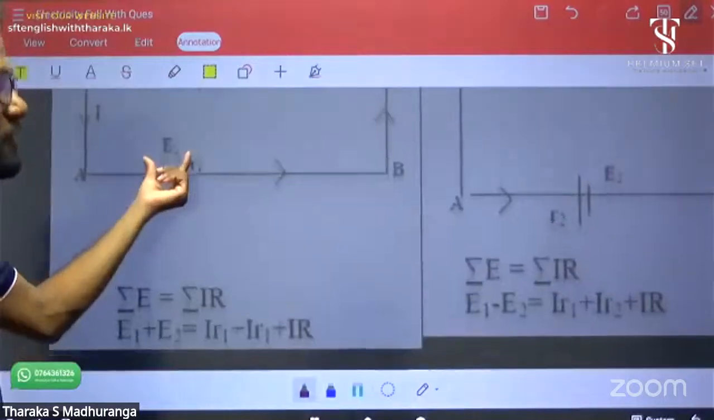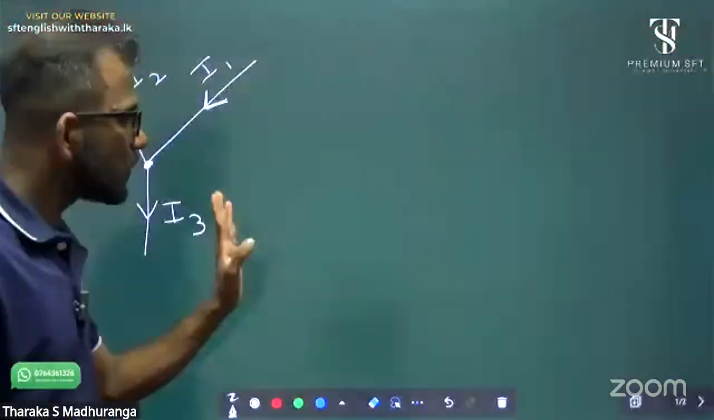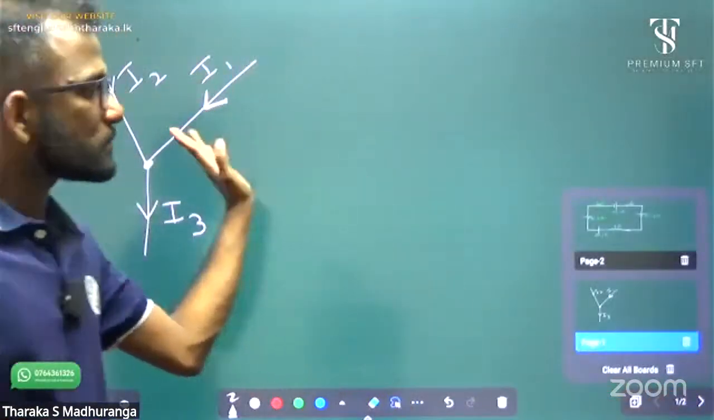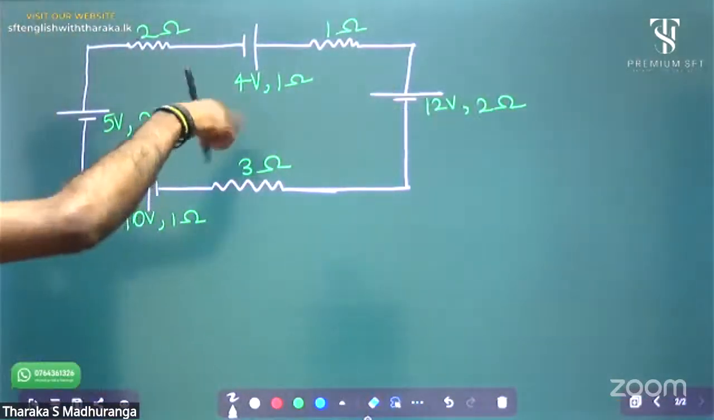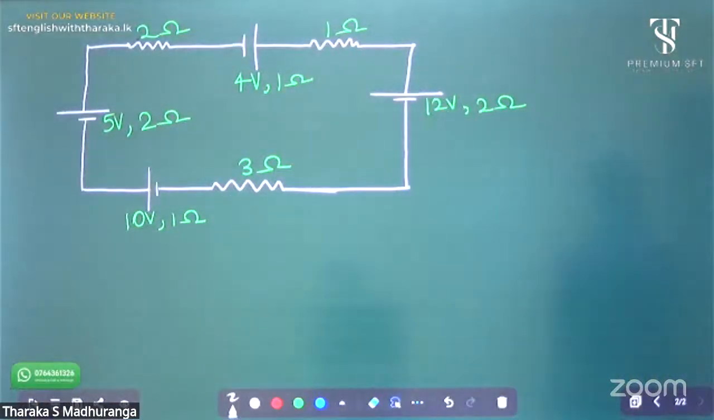We practice this type of simple question. I'm going to start with our homework questions. This is a homework question. Did you complete it? Can you send what is the current flowing through this circuit?